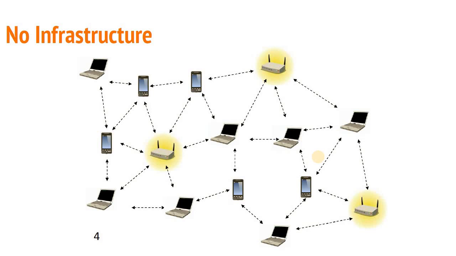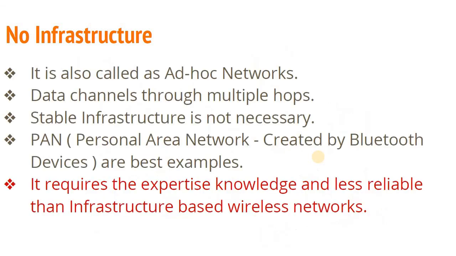Another example of no infrastructure is the Bluetooth system, which is called a wireless personal area network. In Bluetooth there is a very short, limited range, and within that range you can connect to one or more devices. So again, no infrastructure mechanism has to be followed in order to maintain connectivity, to do data transfer, or to connect to the internet.